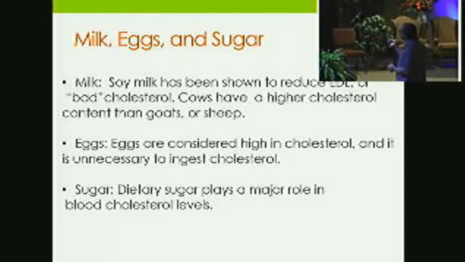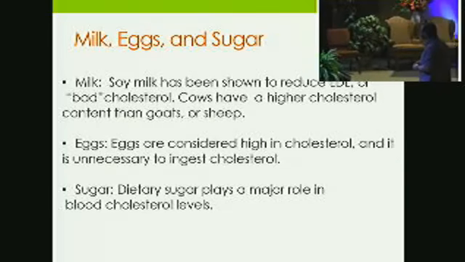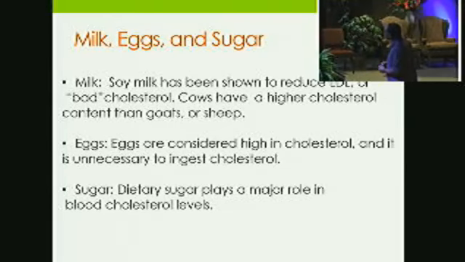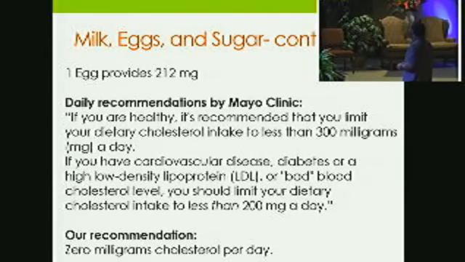I noticed that cows have a higher cholesterol content than goats or sheep. Eggs are high in cholesterol, and it's unnecessary to ingest cholesterol. Sugar plays a major role in blood cholesterol levels. And you saw where it was one of the factors that damaged the inner lining of our arteries, sets us up with arteriosclerosis. And here's some daily recommendations by the Mayo Clinic.